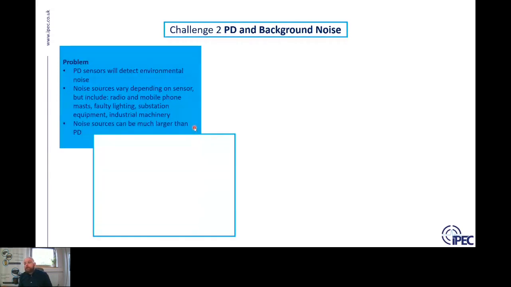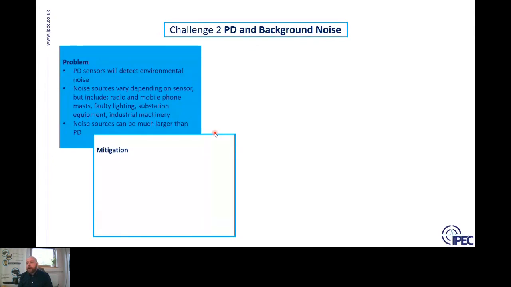Of course, you will always get a level of background noise in a substation, and sometimes your PD may be higher than that background noise, but the noise can be, and often is, much larger than the PD. And particularly when we look at something like underground cables, it's very likely that you will see very high noise in the underground cable network, which could mask the PD.